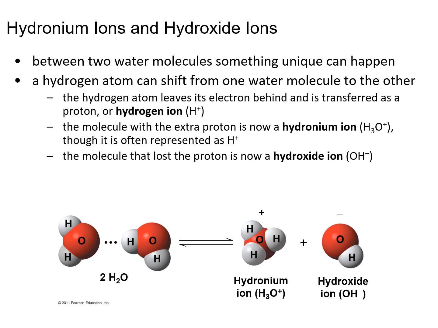Between two water molecules, something unique can happen. A hydrogen atom can shift from one water molecule to the other. The hydrogen atom is going to leave its electron behind and get transferred as a proton or hydrogen ion. The molecule with the extra proton is now called a hydronium ion, H3O+, although it is often represented as H+. The molecule that lost the proton is now called a hydroxide ion or a hydroxyl group, OH negative.